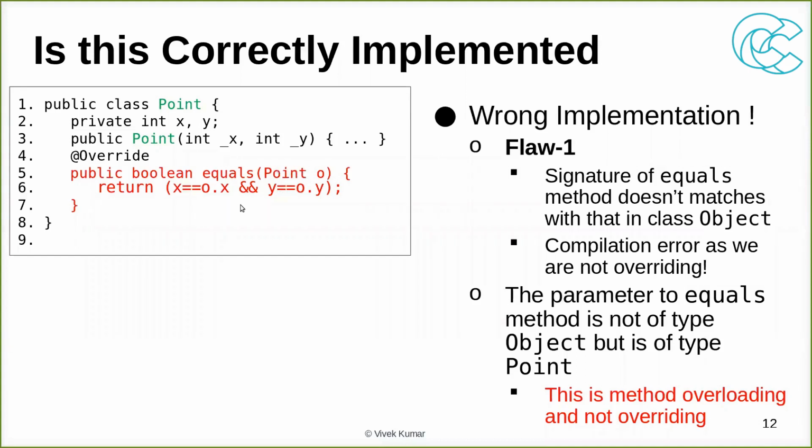So if you do something like this, where you change the signature, it becomes overloading and not overriding. But here you already declared that you're overriding it. So you would have to use the same signature.